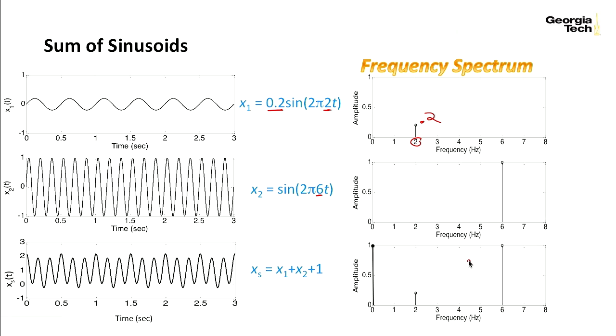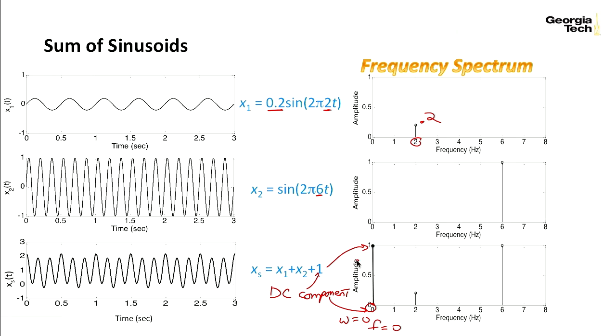Now when I combine these, I add x1, x2, and I also give an offset to it. And that offset, we'll say, is the DC component. And that shows up right here. A DC component corresponds to omega equals 0, or f equals 0. Frequency of 0. And then I plot that offset value, or a DC component.